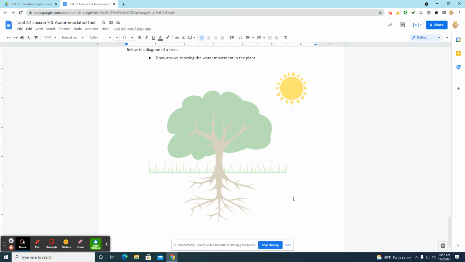Please show in the diagram of the tree how the water moves through the tree. How does it enter the tree? How does it exit the tree? Please be sure to draw arrows.